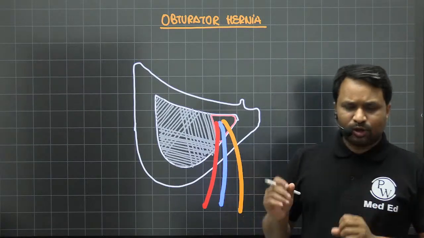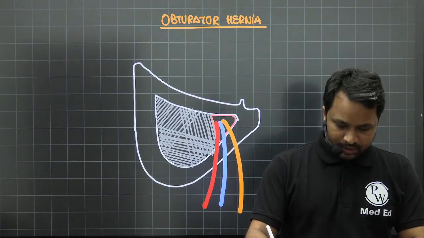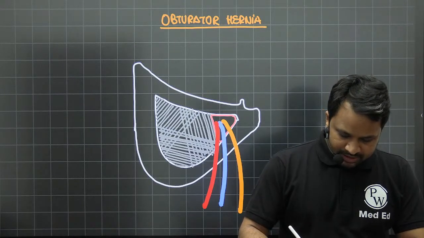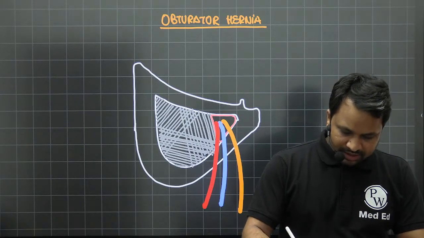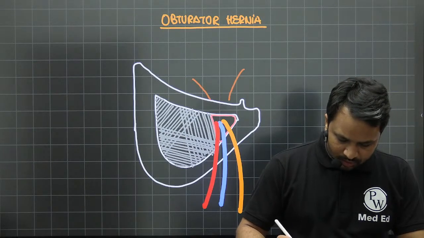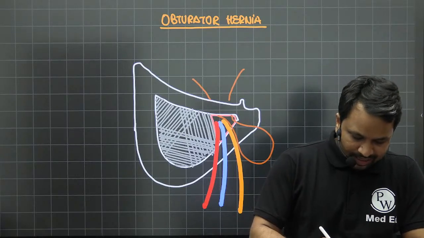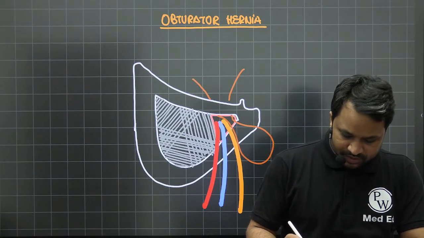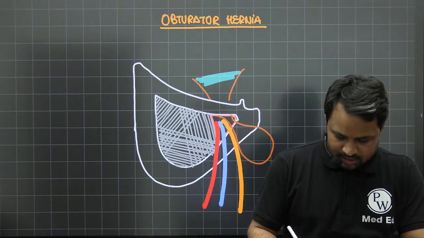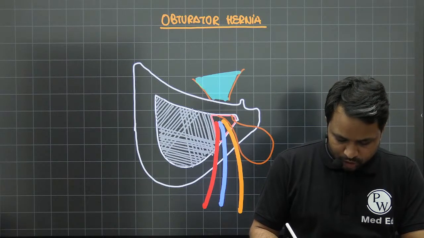Now it's a very small opening, so obviously anything that is going to protrude through it, let's say there is a hernial sac that is going to protrude. Let's say the hernial sac is going to descend down from here. Now as it descends down, if it is going to pop out from here, let's say this is the sac from where it is going to come out. For the sake of understanding, I'm just going to highlight this. This is the intra-abdominal content that is going to flow through the obturator foramen.